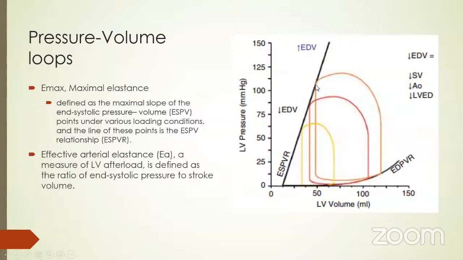There is something called Emax, or maximal elastance, and it is defined as the maximal slope of the end systolic pressure volume points under various loading conditions, and the line of these points is the end systolic pressure volume relationship.